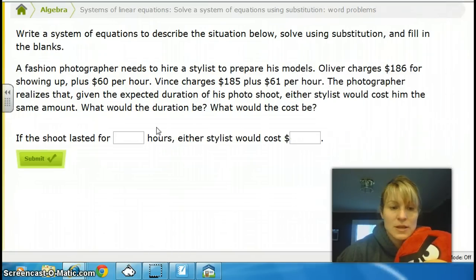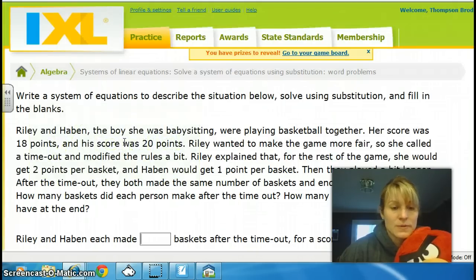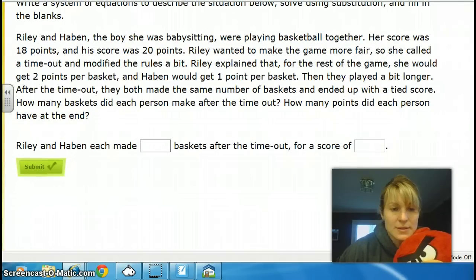So let's put that in. So we have 1 hour and 246. So then we hit submit, and it says terrific, I did that well. Okay. And then you're going to keep going. You can use substitution where you plug it in if it's easier on some of these, and it will be easier on some of these. Otherwise, you can always just graph it.